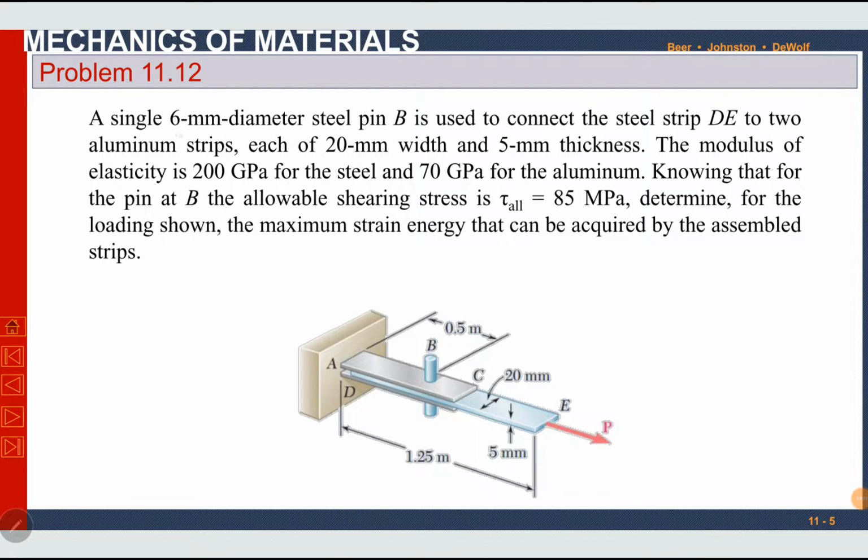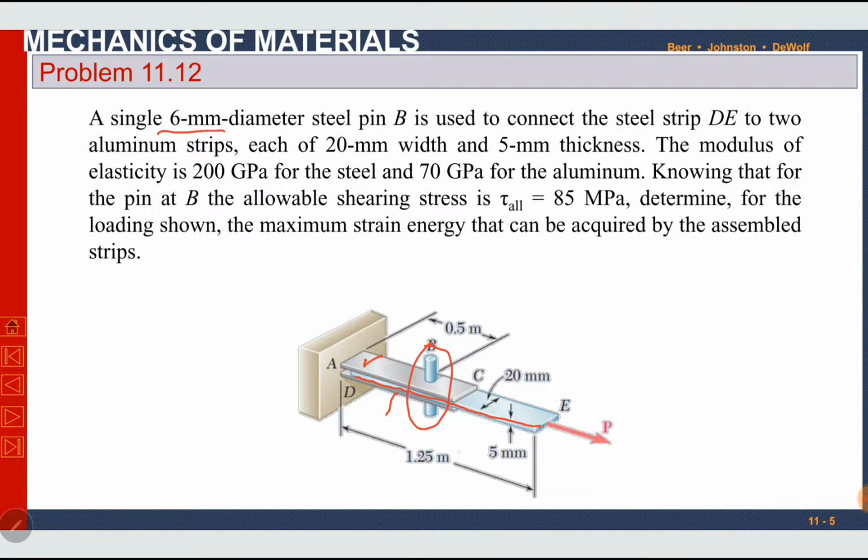A single 6 mm diameter steel pin B is used to connect the steel strip DE. This is steel strip DE, shown in the blue color, to 2 aluminum strips, each of 20 mm wide and 5 mm thick. Here are 2 aluminum strips, this one a grey color one, and here at the bottom. They are connected to the steel strip using a pin at point B. This pin is made with steel and the diameter of the pin is 6 mm.